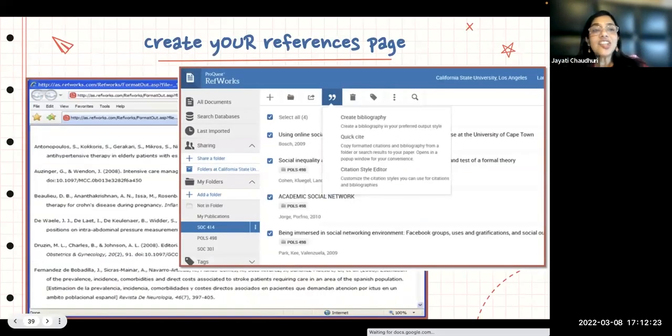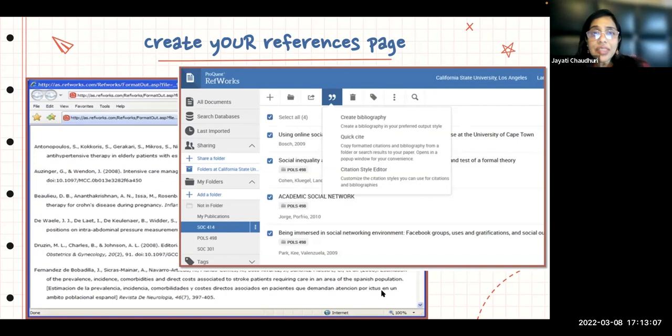Okay, so this is a screenshot of a RefWorks page. Once you create a RefWorks account, this is exactly how it would look on your RefWorks account. On the main page, on the left hand side you have the option to create different folders to organize all your resources. So depending on your different classes, you can create different folders. And for one class, if you are using APA citation, and for another class, if you are using MLA, no problem at all.